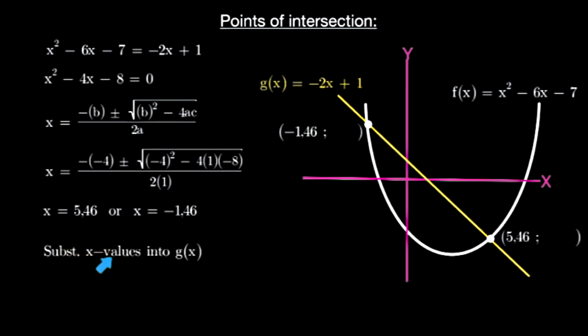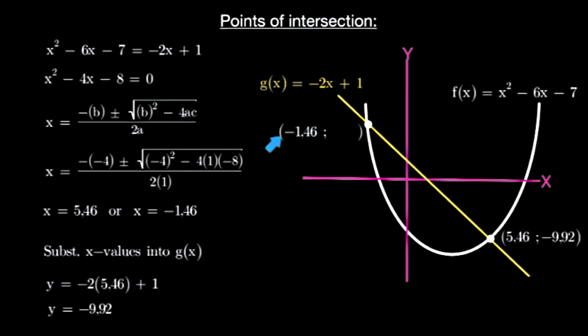So let's substitute our x values into g(x), which is our linear equation. We're going to have y is equal to minus 2, and in the place of x, I'm going to put this 5,46, and plus 1. Once we do the calculation, we end up with y is equal to minus 9,92. So now we know that this negative y value will go in here because we used the x value 5,46. And as you can see, we have to be correct because this point is below the x-axis, so it has a negative y value.